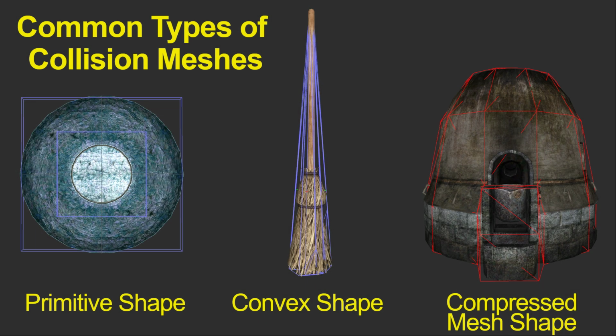For clutter items, you will generally use primitives or convex shapes. Compressed mesh shapes are typically used for objects that don't move at all, like furniture and buildings and such. Depending on the type of collision mesh, there are different ways of creating it.